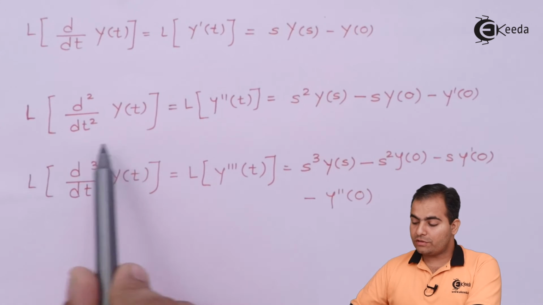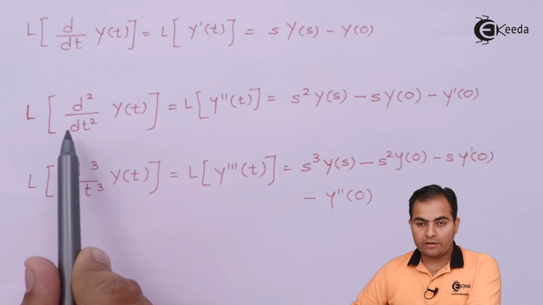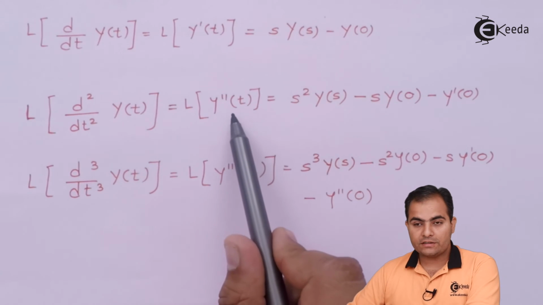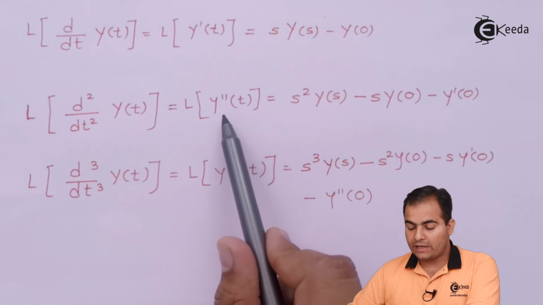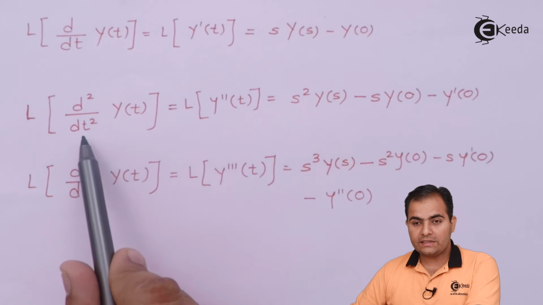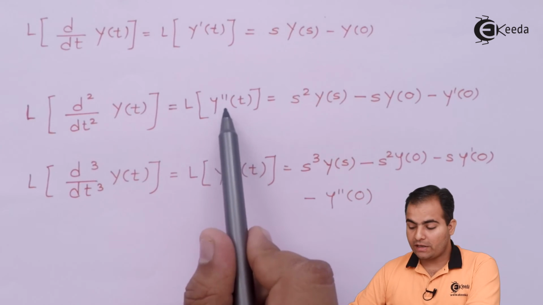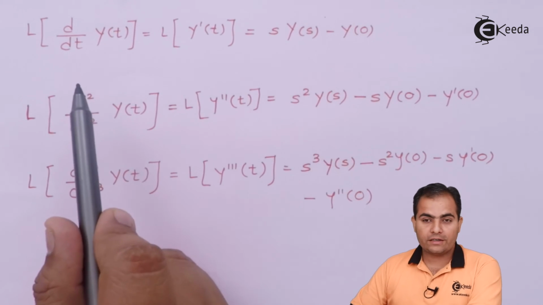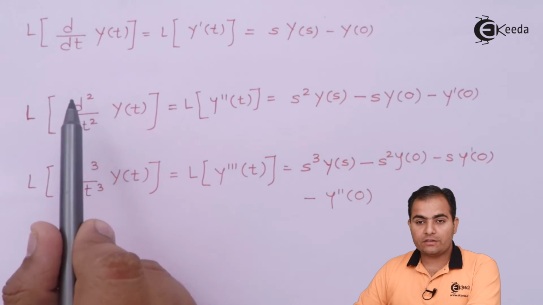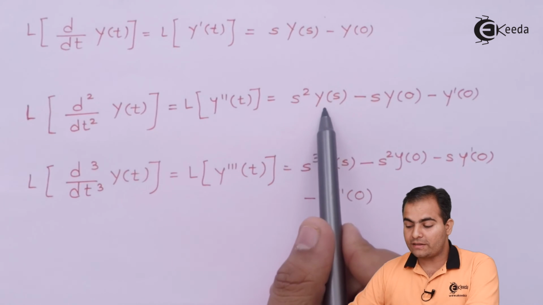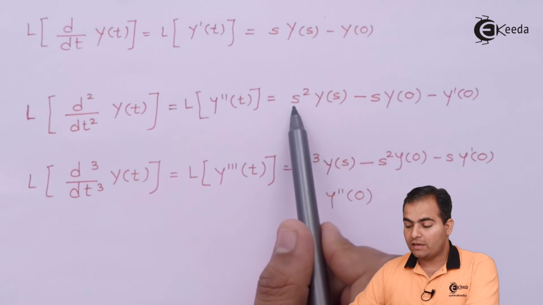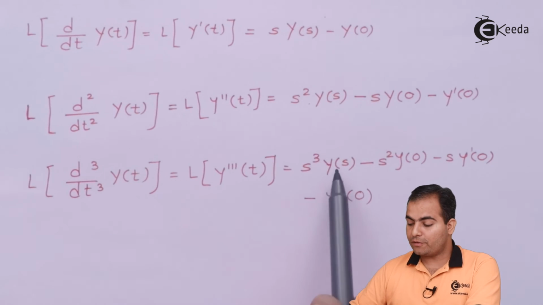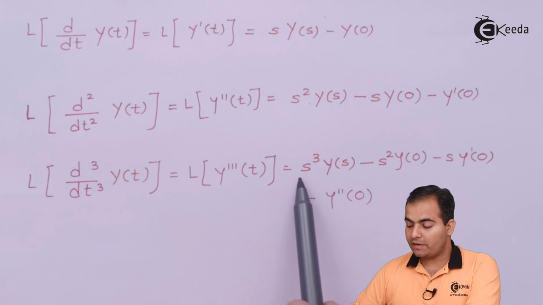Similarly, just go through these two formulas. If we have a second order differentiation, then of course we have to differentiate this function 2 times. You can represent this equation by y double dash of t, and the Laplace transform of this is nothing but s square Y of s. The shortcut, as I told you: if we are differentiating 2 times, then we multiply the Laplace transform of that function by s square. If we are differentiating 3 times, then we multiply Y of s by s cube.